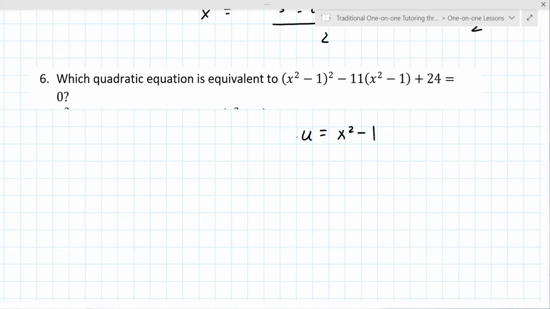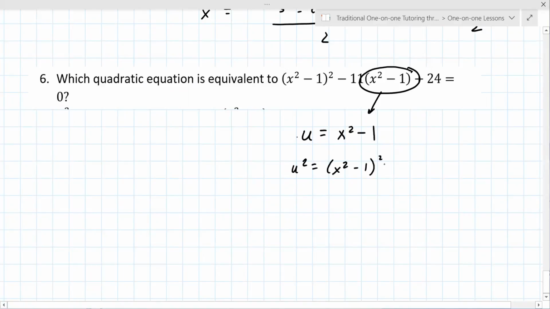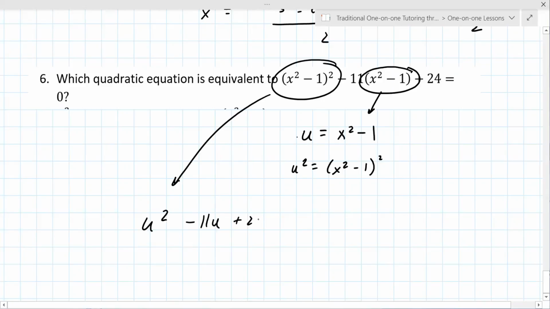So u is x squared minus 1. It's always this middle one, almost always. Okay, and then you square both sides. You do not have to expand. I didn't say that yet, but you do not expand. You don't FOIL this. You just leave it because it's almost always this. So that becomes u squared minus 11u plus 24 equals 0. This is probably the first question that we should have done, because it steps you into what the u thing is.